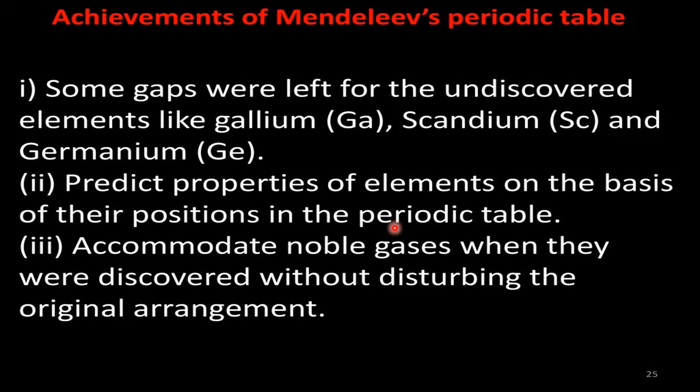And the third important achievement of Mendeleev was what? Accommodate noble gases when they were discovered without disturbing the original arrangement. That means during that time noble gases were not discovered. But what he said was, in future there are some gases which are chemically least reactive. They will be discovered. For them, a place is here only. He has earmarked the place for the noble gases.